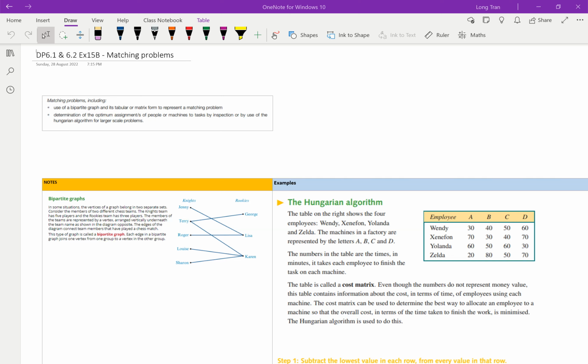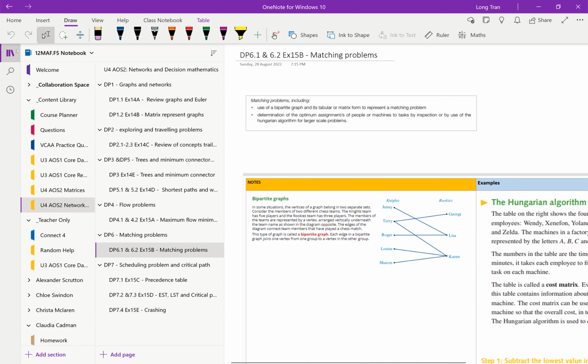We are on to DP6. DP6 is 6.1, 6.2. It's known as matching problems. So, let's have a look. What number of exercises do you have left? We've done 15A, maximum flow, minimum cuts. We've got 15B, matching problems, where I'm going to teach you the Hungarian algorithm today.